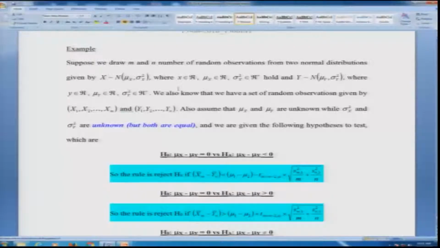Once you have that, you will first ask the question: since this has something to do with the mean, should we use the Z distribution or the T distribution? Now, it is no more Z because the population variances are not known.